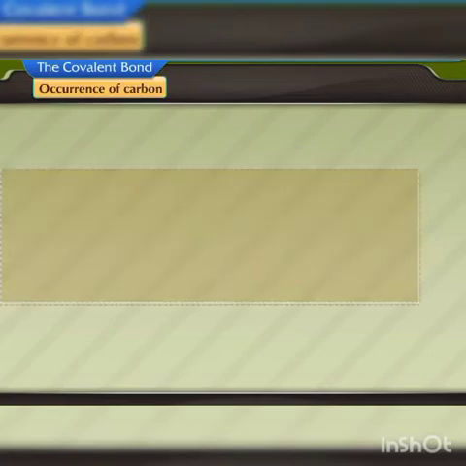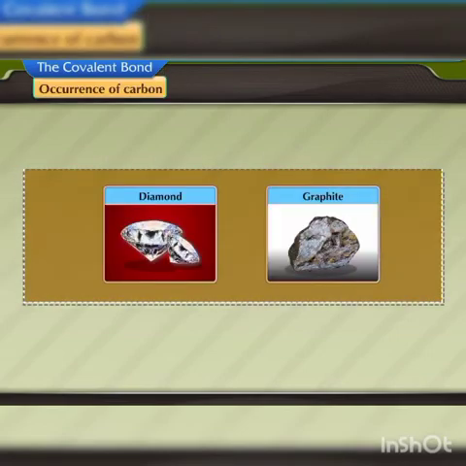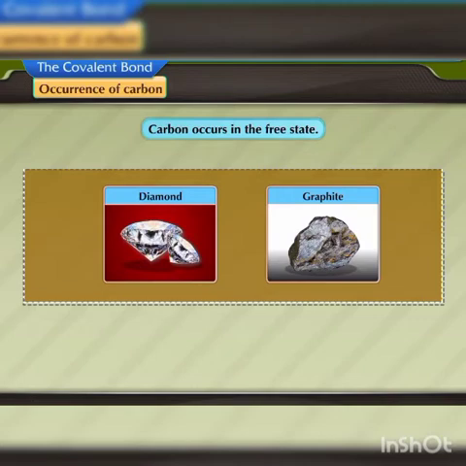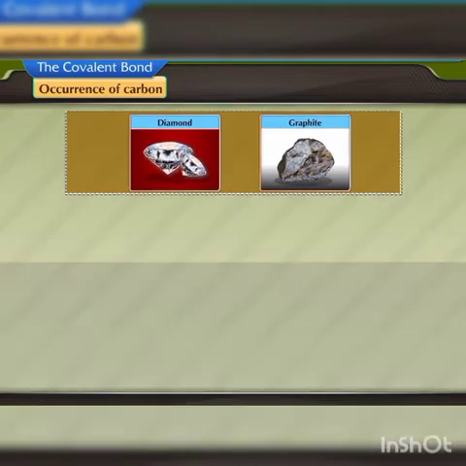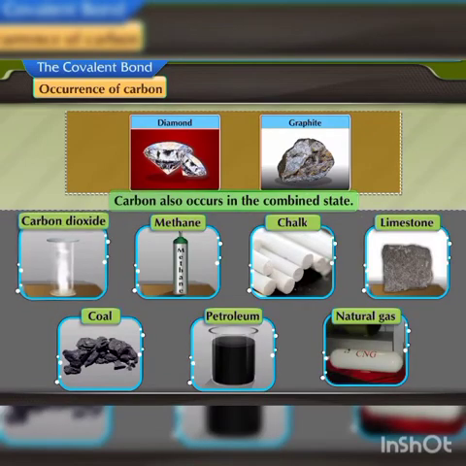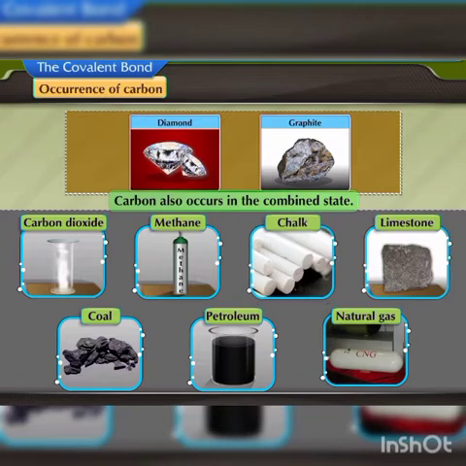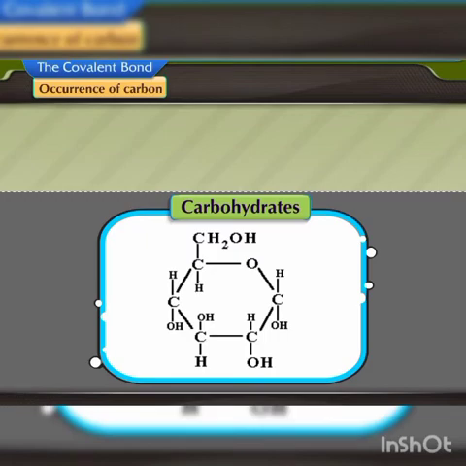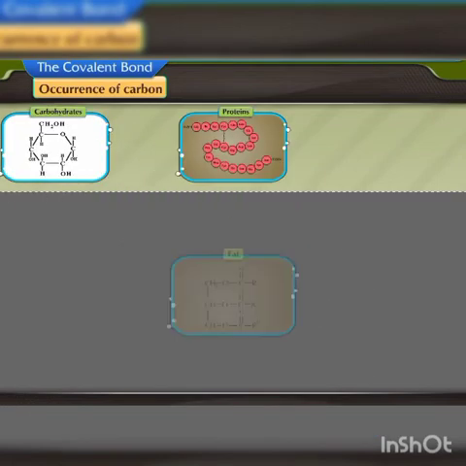Occurrence of carbon. The element carbon occurs in the free state as diamond and graphite. It also occurs in the combined state as carbon dioxide, methane, carbonates like chalk, limestone, etc., fossil fuels like coal, petroleum, and natural gas. Carbon is also present in organic compounds like carbohydrates, proteins, fats, etc.